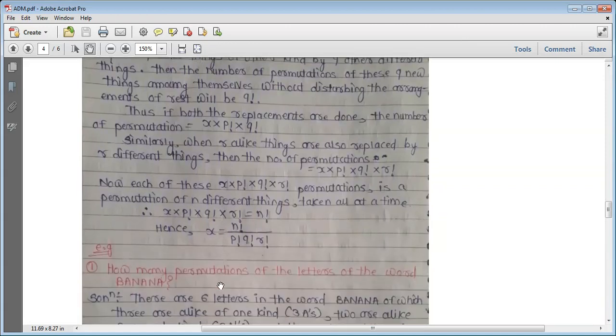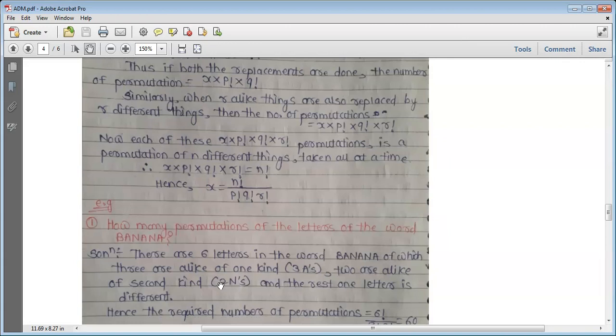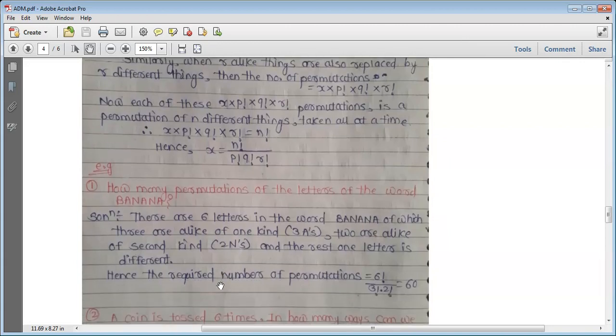Since we know that if we are given n things, then they can be arranged among themselves in n! ways, x × p! × q! × r! is nothing but n!, and from this, x is nothing but n! upon p! × q! × r!. That is, here we have to divide n! by p! × q! × r!.